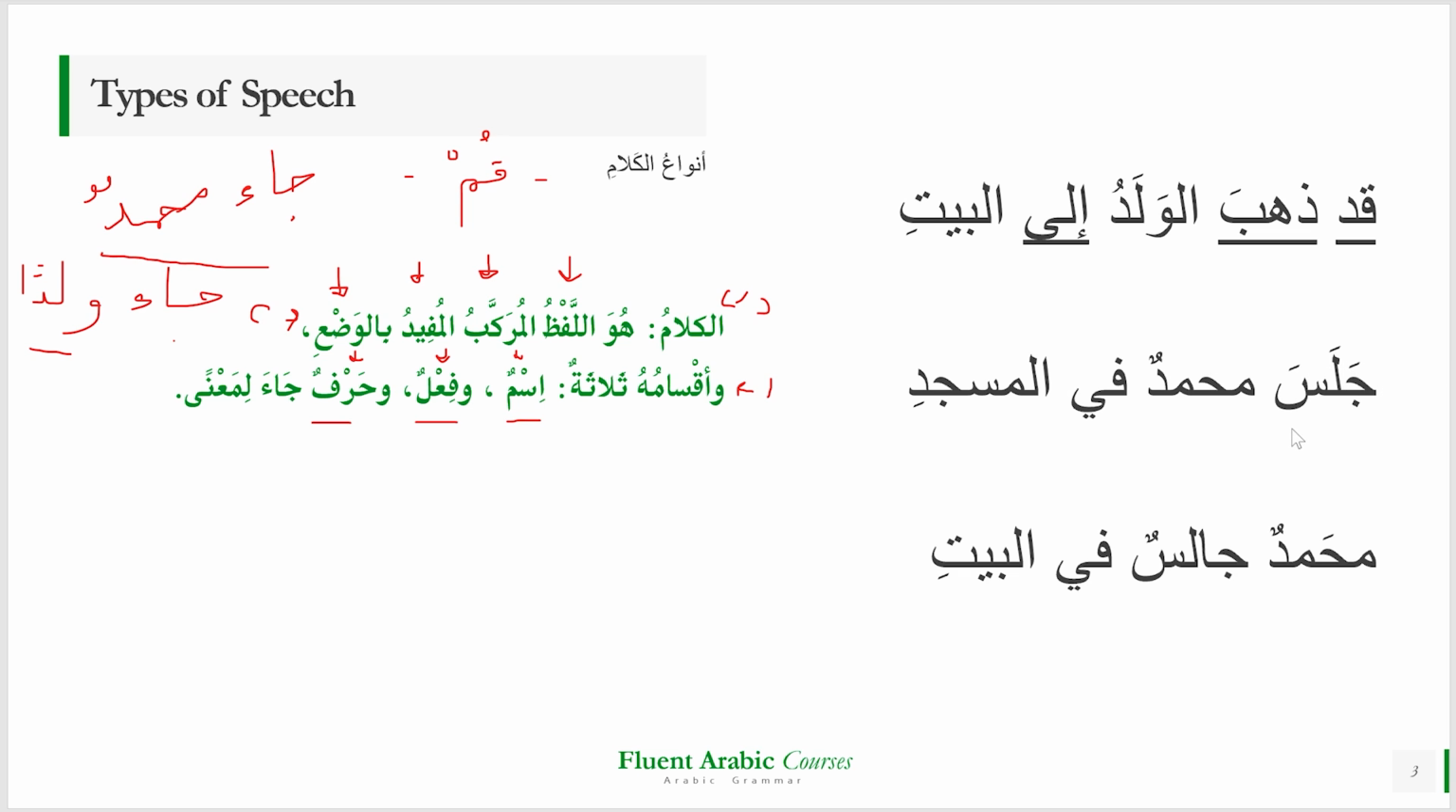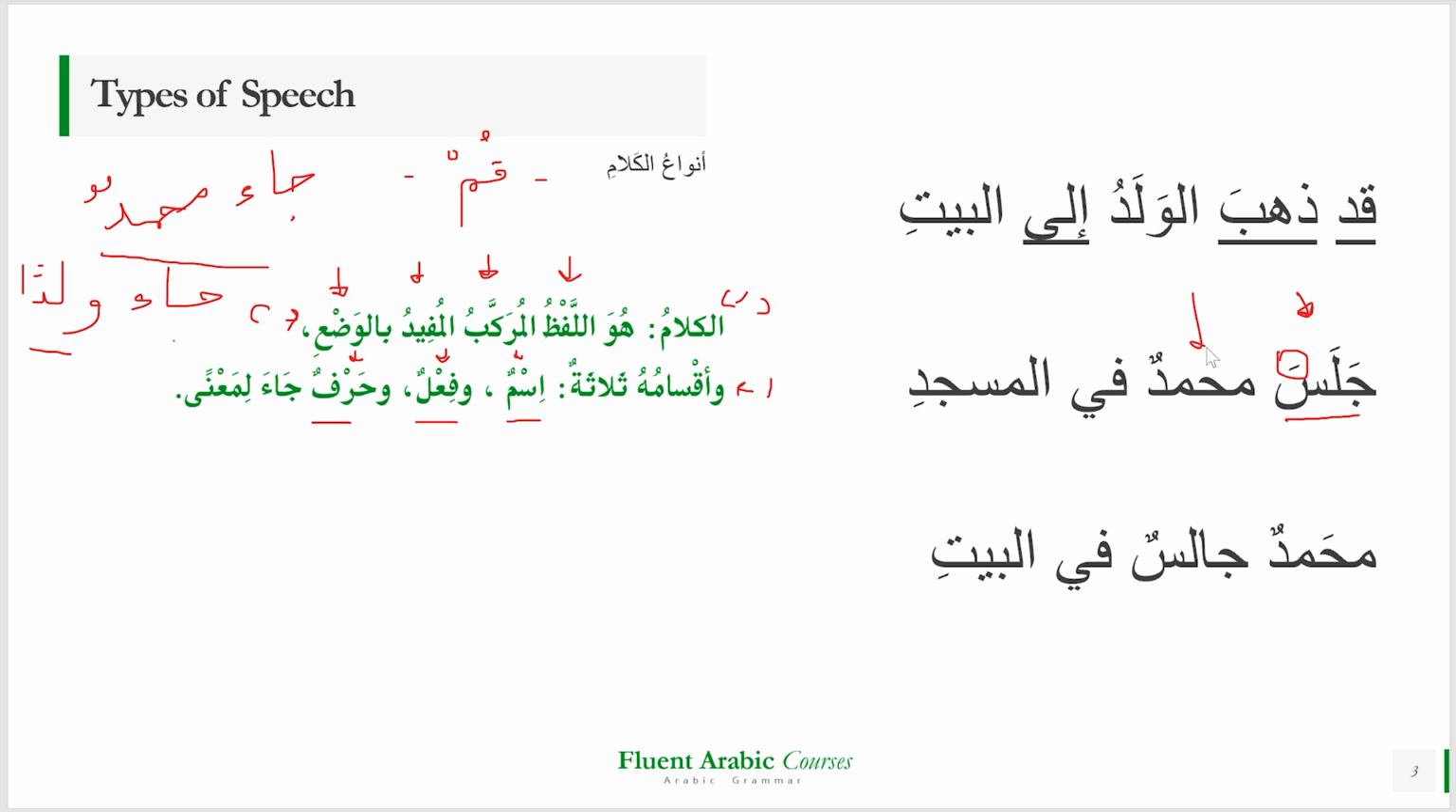So we have جلس, which is a verb. So it is a past tense verb. It is a فعل ماضي, and therefore it always ends with a fatha. It is مبني على فتحة. So that means you don't have to worry about the i'rab of جلس. If it is فعل ماضي, it's always going to be mabni on the fatha. جلس, ذهب, قرأ. So you don't have to worry about the i'rab of this word.